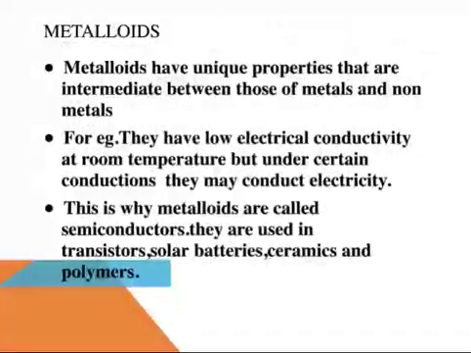The last concept for the chapter is metalloid. Metalloids have unique properties that are intermediate between those of metals and non-metals, which means they possess the characteristics of both metal and non-metal. For example, they have low electrical conductivity at room temperature, but under certain conditions, they may conduct electricity. So this is why metalloids are called semiconductors. They are used in transistors, solar batteries, ceramics, and polymers.